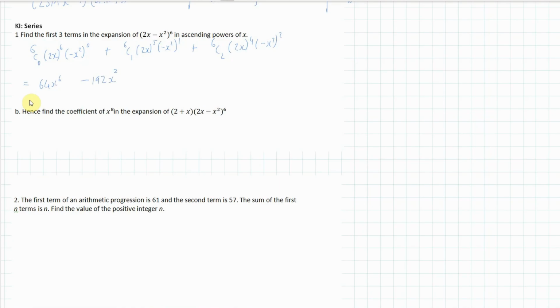Oh, sorry, no. Not take away 2, it's not a negative power. It's a positive power. It's just a negative coefficient, so this should be 5, 6, 7. I think it should be 7. And the next one is going to be a positive, so it's 6 choose 2 times 16, I think. So it should be 240? 2 to the power of 4, 16 times 6 choose 2. Yeah, I think it should be 240.